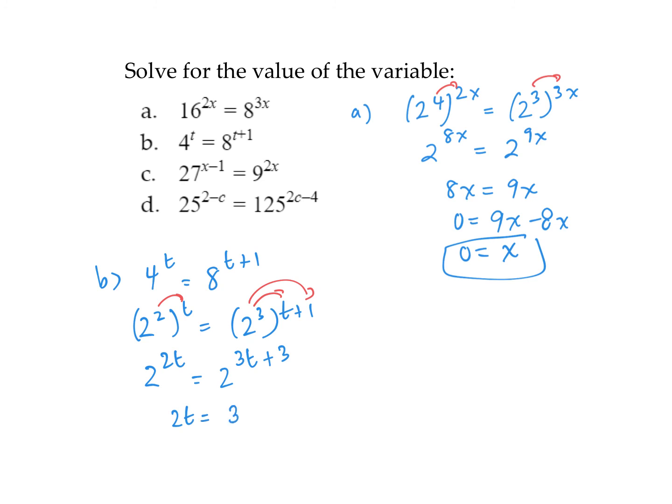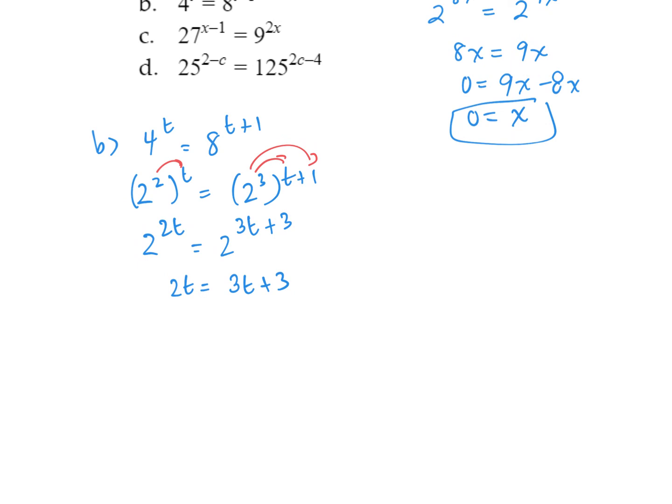Once we have the same base, we don't need it anymore. And then we're going to solve for t. I'm going to bring my 3t to the left, which leaves me with negative 1t. I don't want a negative 1t, so I'm going to divide by negative 1 to make it positive t. So t equals negative 3.